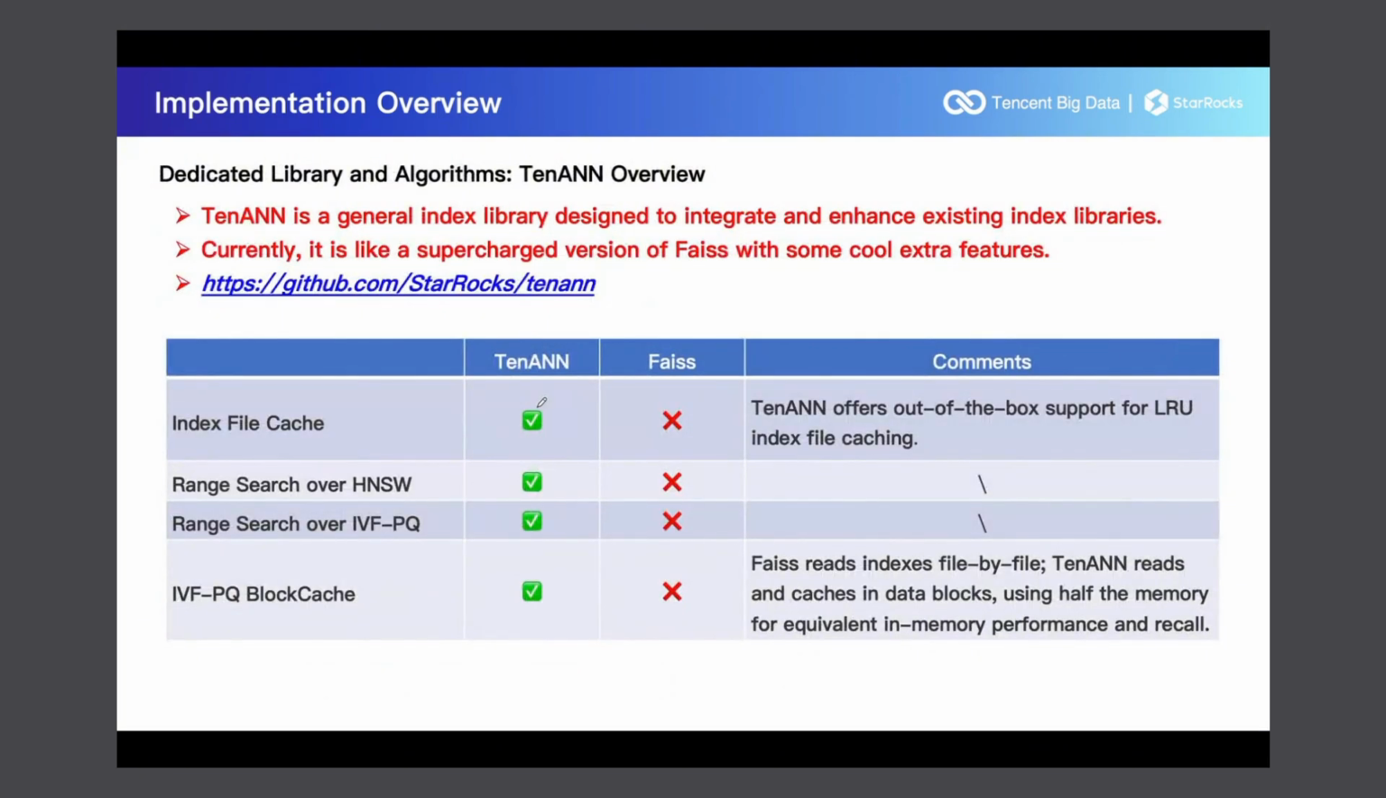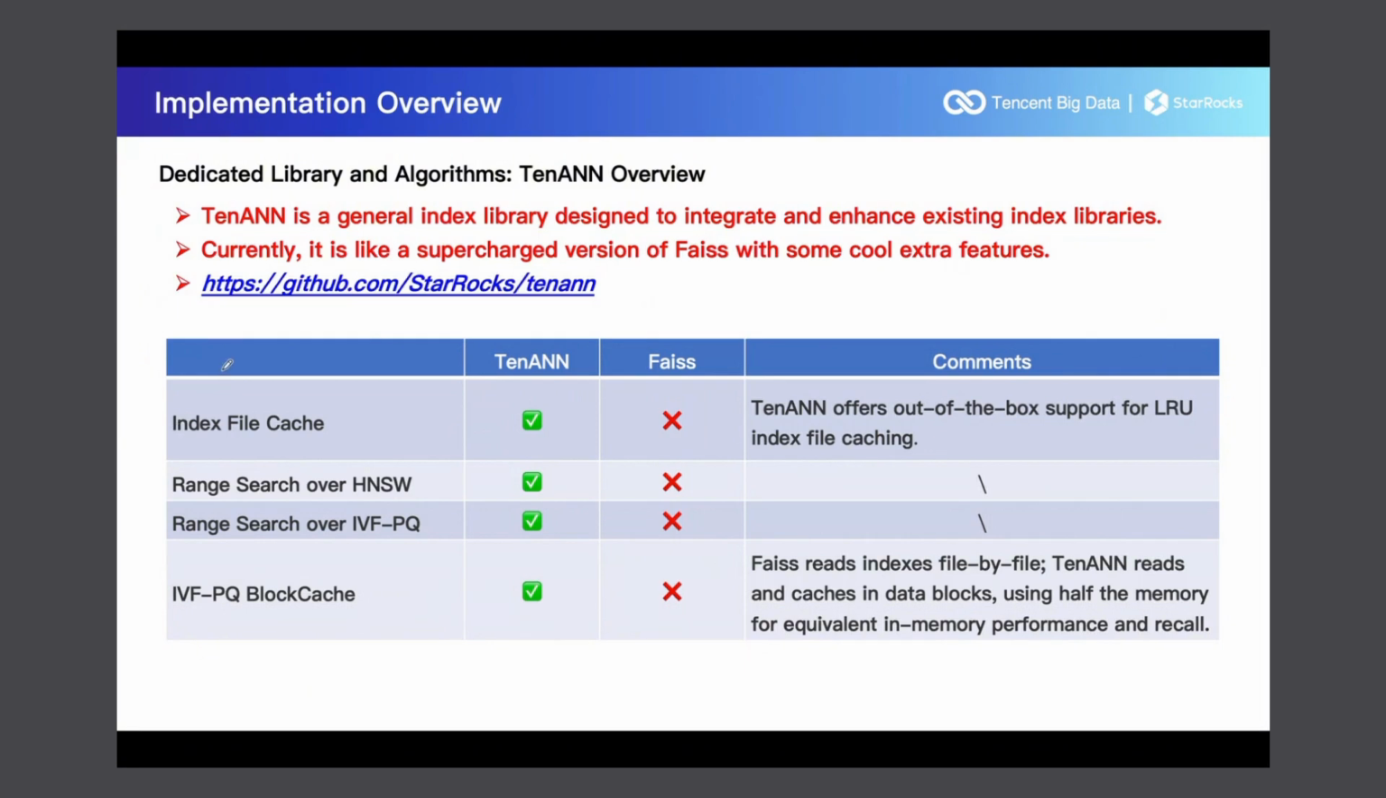TNN serves as a general index library. It is created to integrate and enhance existing index libraries. Currently, it functions like a supercharged version of the well-known vector index library Faiss. You may know the library Faiss, but we have some cool extra features. For example, TNN supports index cache, range search, and advanced block cache.